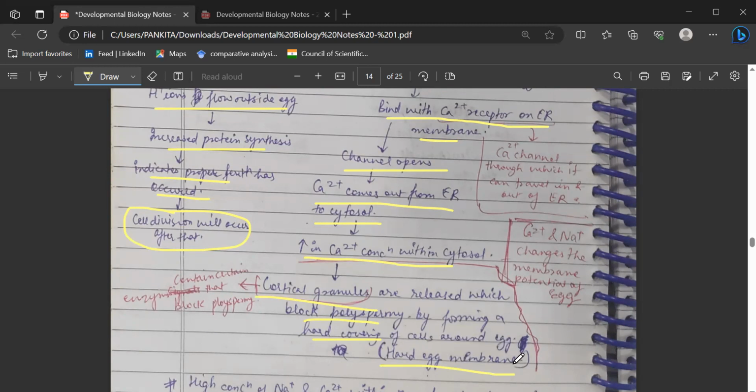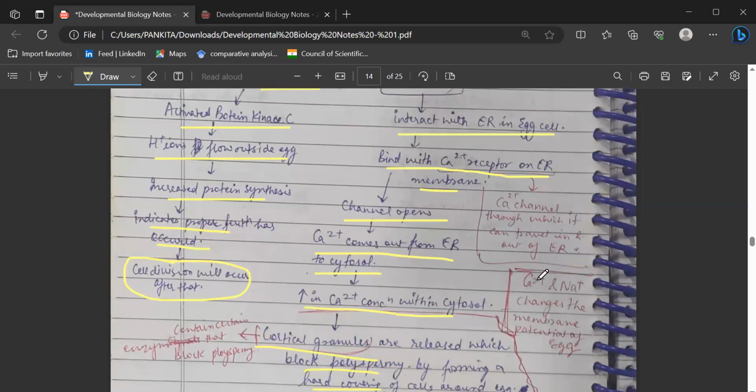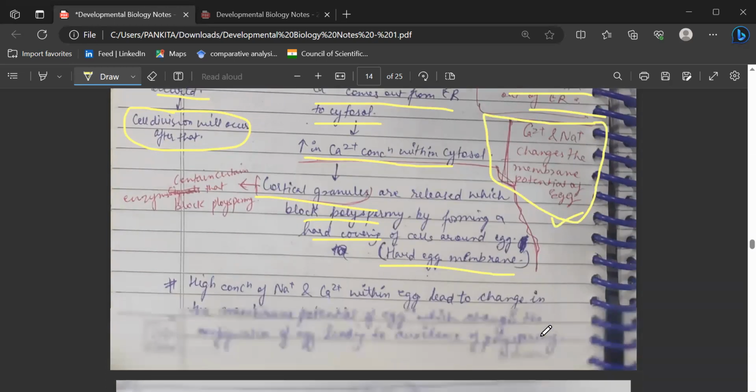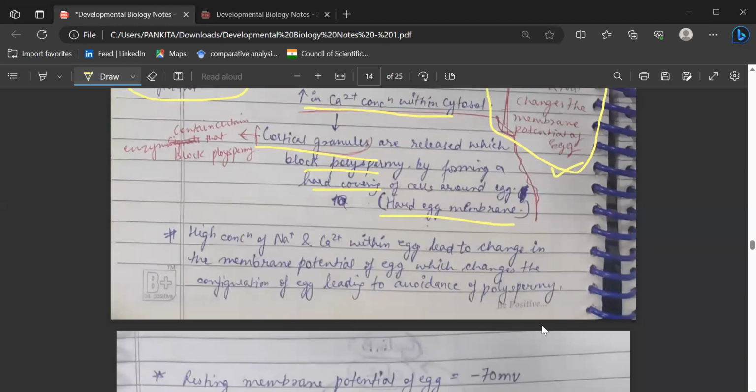So cortical granules contain specific enzymes that block polyspermy, and the binding of calcium receptors on the endoplasmic reticulum occurs through calcium channels, due to which calcium can travel in and out of the endoplasmic reticulum. This influx of calcium and sodium ions changes the membrane potential of the egg. So this is how both fast and slow block happen.